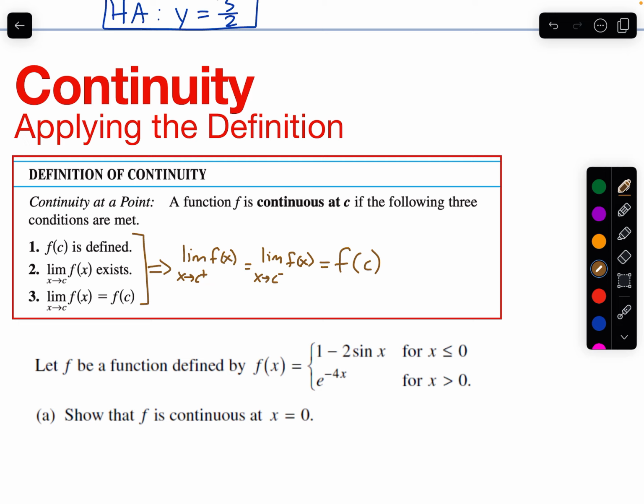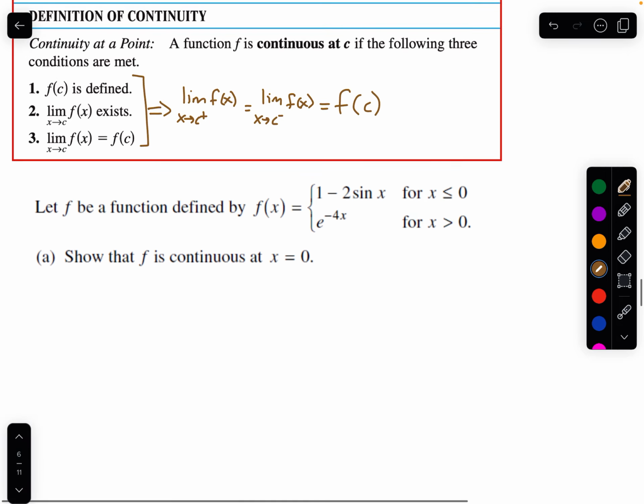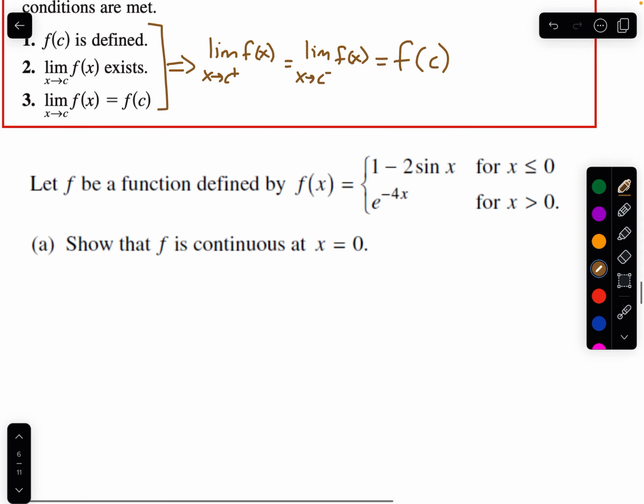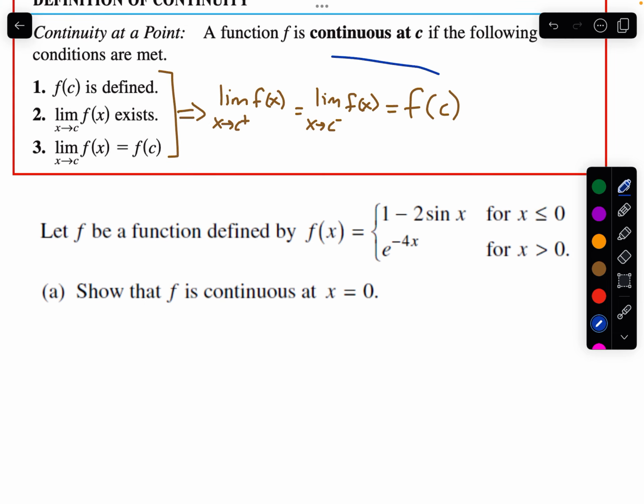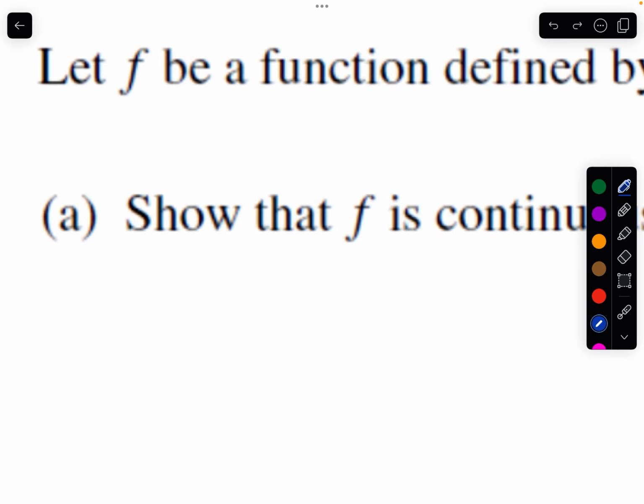Let's practice applying that definition here. We've got f equaling this piecewise function, which is split up on either side of x equals 0. We need to show that this function is continuous at x equals 0. Well, what do we need to show? We've got to show all of this: that the one-sided limits at 0 are equal, and that those values equal f of 0.